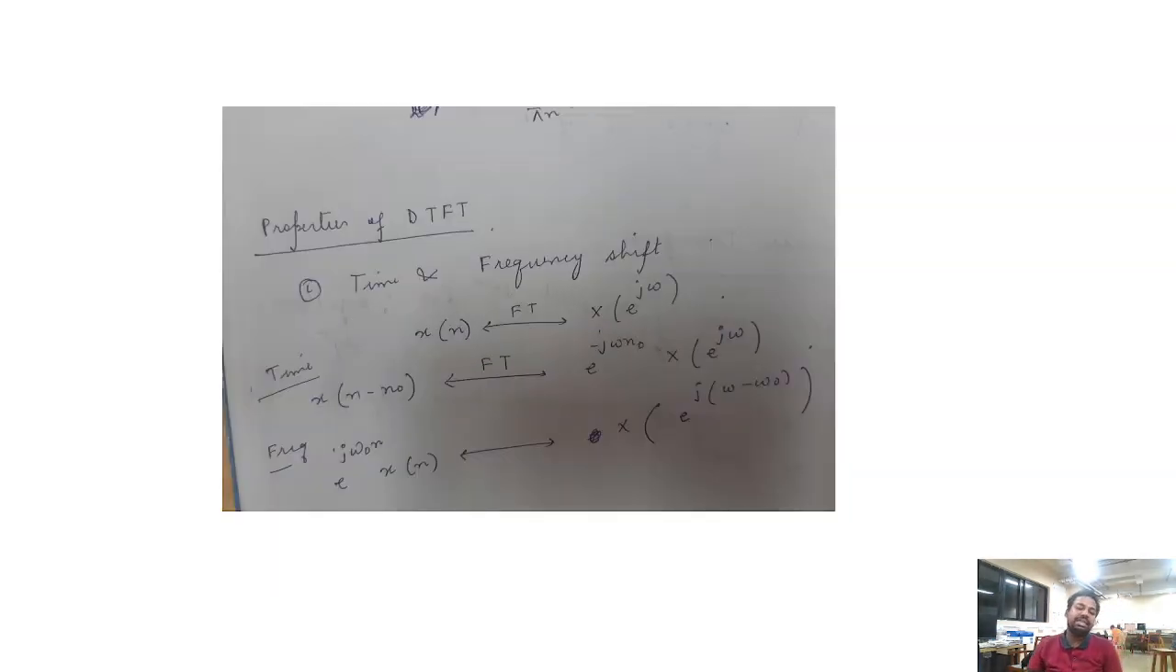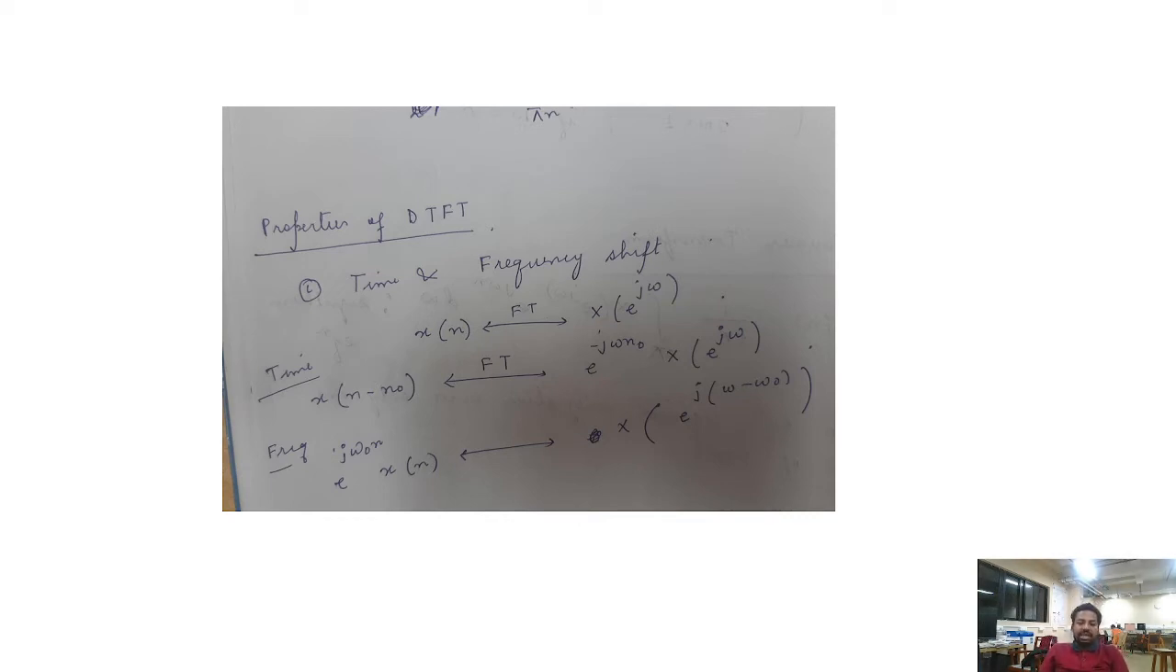Okay, so this is the first property. Let us look into some of the properties. The first property is time and frequency shift. Let us consider we have a signal x of n and the DTFT of that signal is X of e to the power of j omega. Now, if we shift the signal by n naught, that is x of n minus n naught, the Fourier transform is equal to e to the power of minus j omega n naught into X of e to the power of j omega. So this is the first property, that's the time shifting.